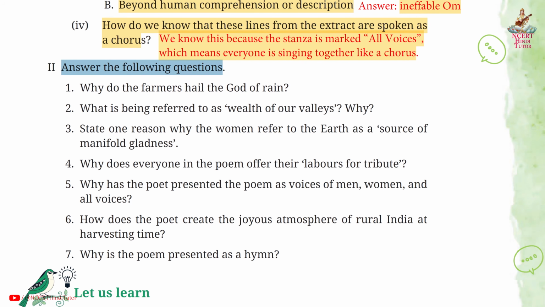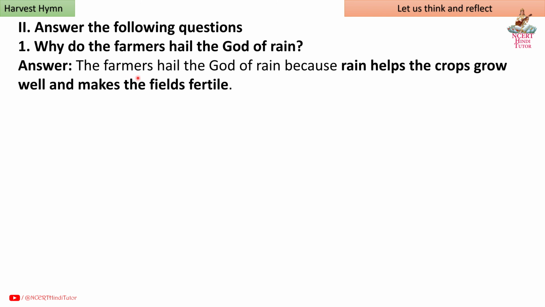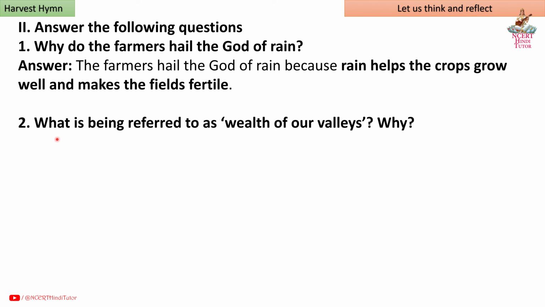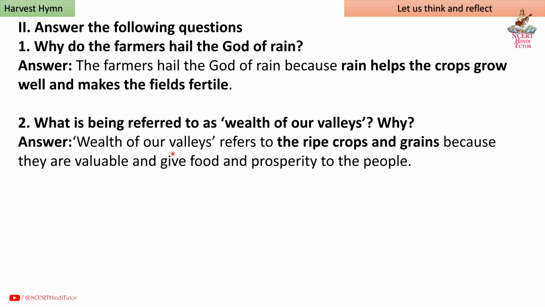Second, answer the following questions. 1. Why do the farmers hail the god of rain? Answer. The farmers hail the god of rain because rain helps the crops grow well and makes the fields fertile. Second, what is being referred to as wealth of our valleys? Answer. Wealth of our valleys refers to the ripe crops and grains because they are valuable and give food and prosperity to the people.